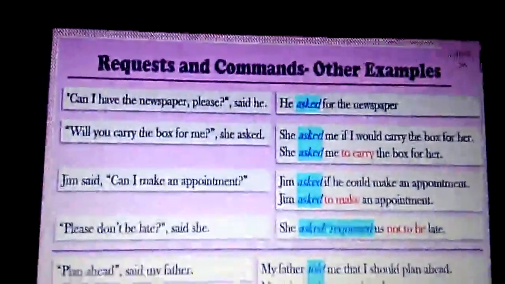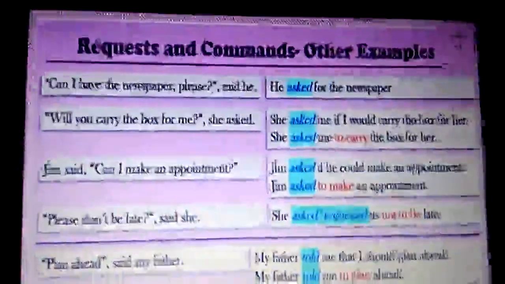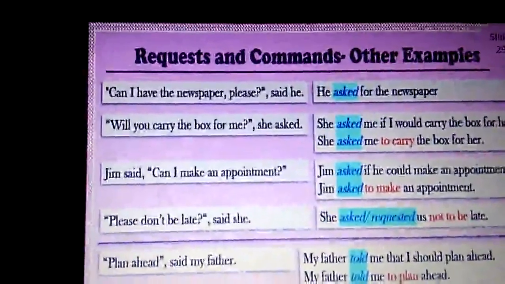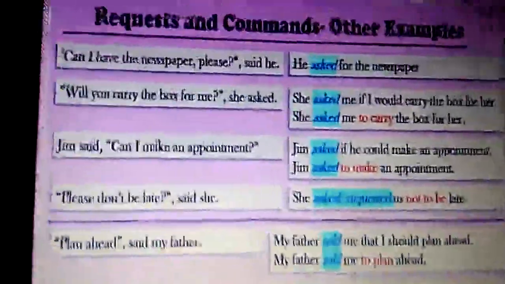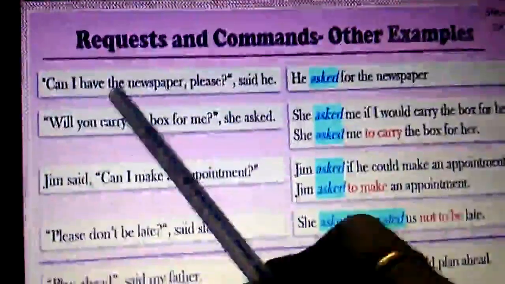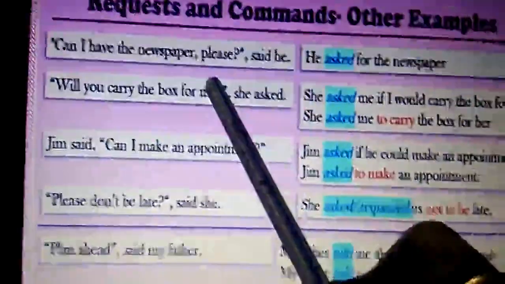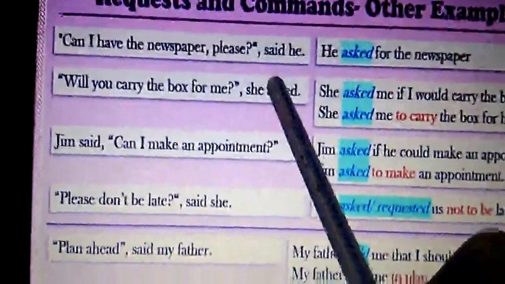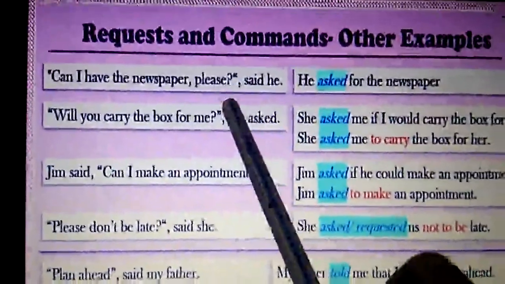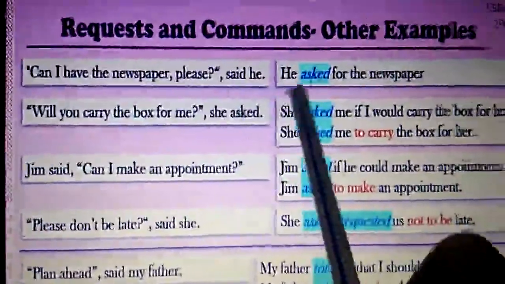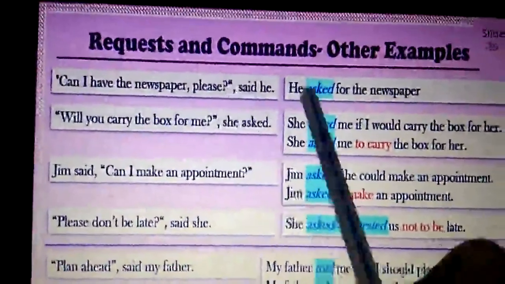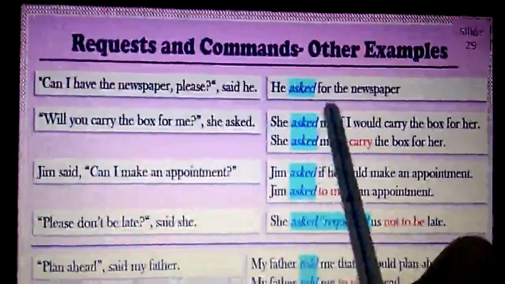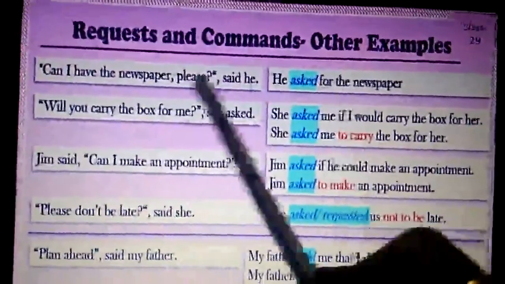Now see a few more examples on these imperative sentences. "Can I have the newspaper, please?" said he. This is a question, and he asked for the newspaper. When you convert this into indirect speech, it can be simply written as: he asked for the newspaper.